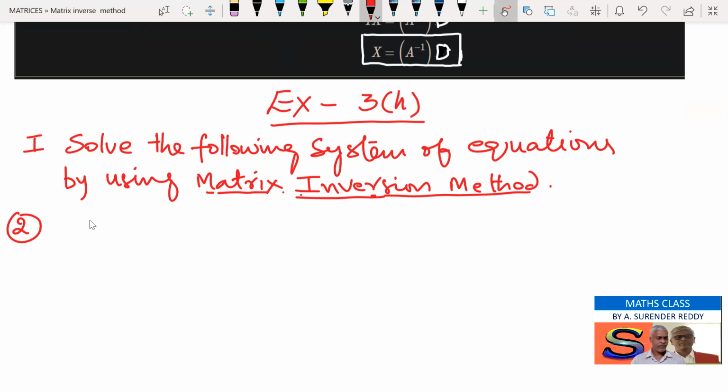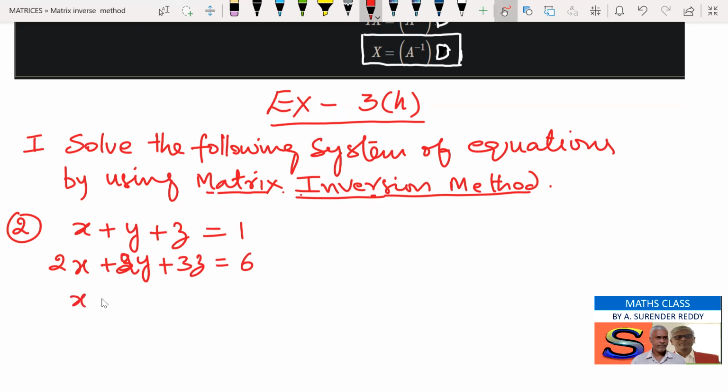So the first equation, x plus y plus z is equal to 1. 2x plus 2y plus 3z is equal to 6. x plus 4y plus 9z is equal to 3.